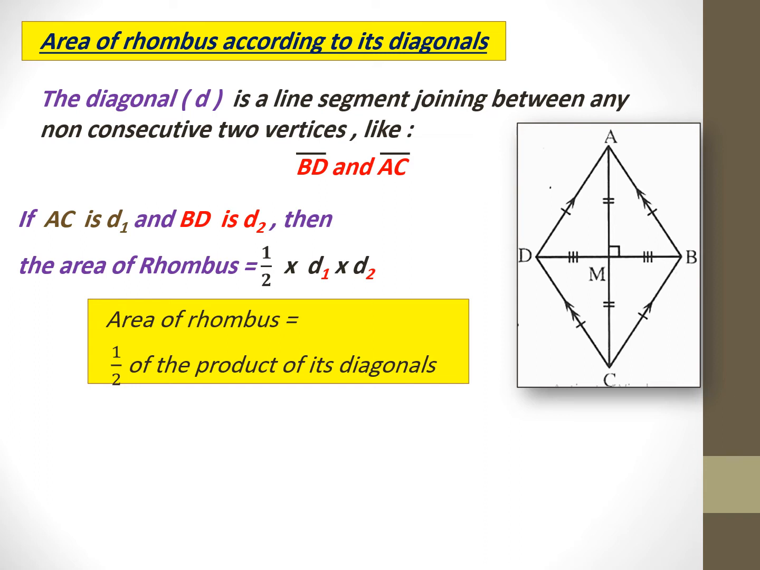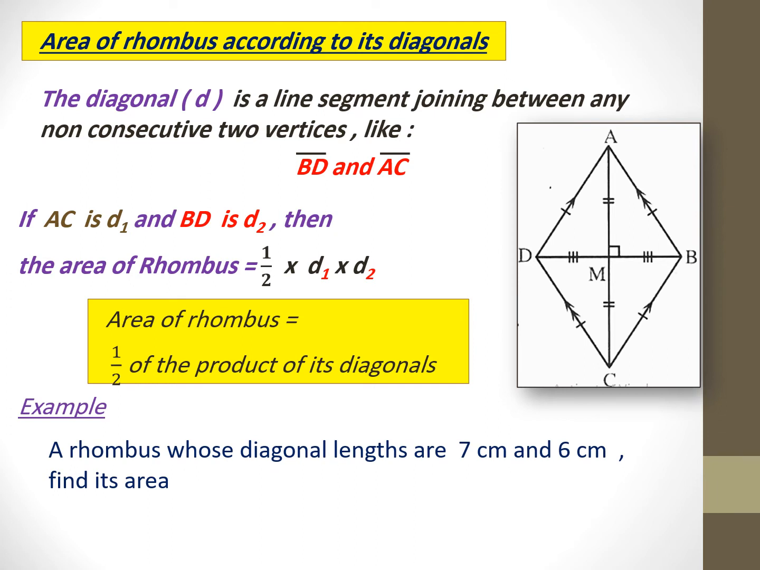Let's see an example to understand this rule. Example: a rhombus whose diagonal lengths are 7 centimeters and 6 centimeters. Find its area. The area equals half times d1 times d2, equals half times 6 times 7, by your calculator, equals 21 square centimeters.